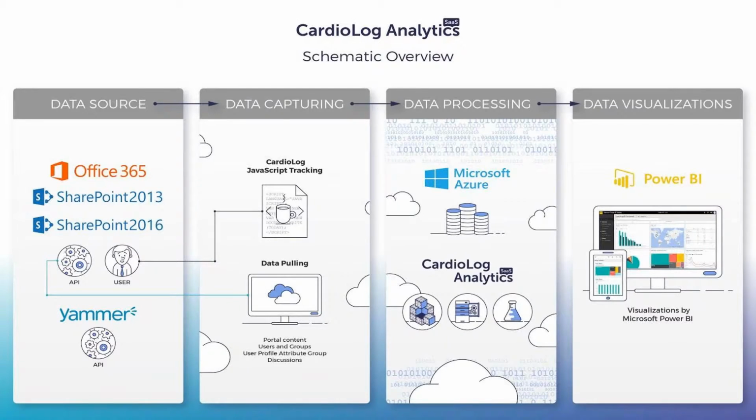So just to give you a bit more background about how the solution works, the idea is very similar to how CardioLog on-premise works, with slight differences. First, here on the left, we can see the data source. These are all the platforms that we can track using CardioLog Analytics SaaS. To capture data, we have two main methods. The first is using the JavaScript tracking code. This is the tracking code that we have developed, and it allows us to capture information about users' behavior, like what pages they're viewing, how much time they spent viewing each page, what links they click on, what they search for, and so on. And we combine this information with data that we pull from these platforms.